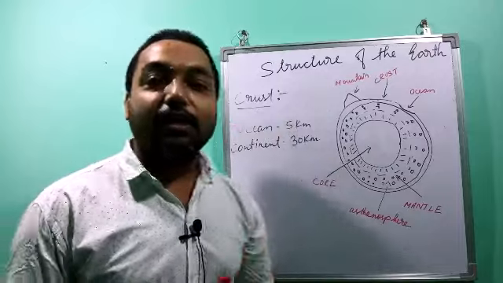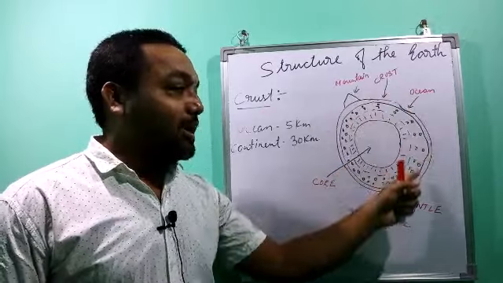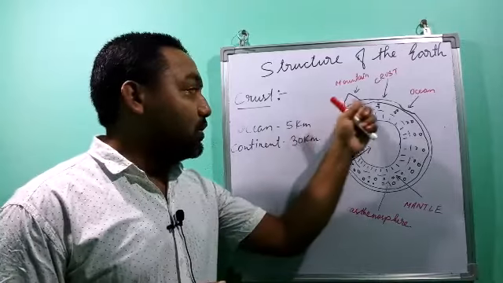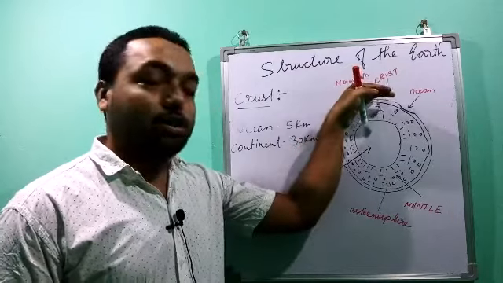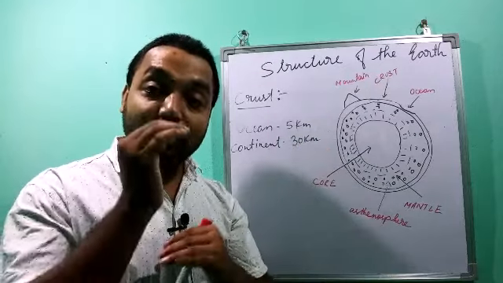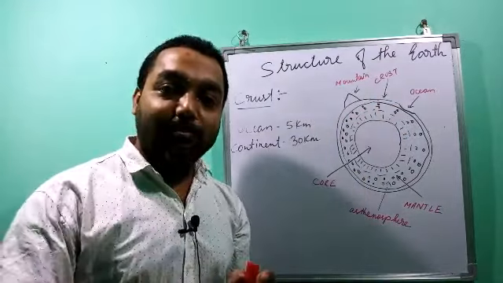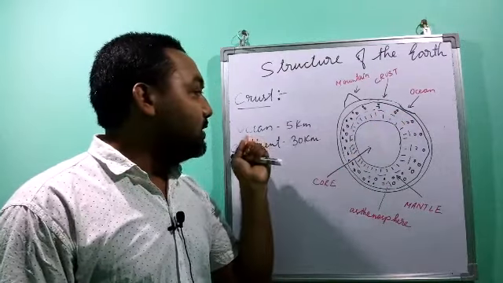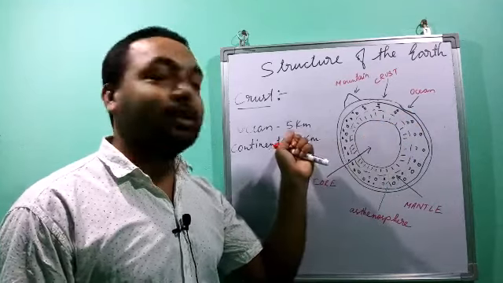The first layer of the earth is known as the crust. The crust is the topmost layer of the earth. Its thickness is different in different places. On the continent, its thickness from the surface up to the end of the crust is around 30 kilometers. And in the ocean area, because oceans are already deep, the thickness from the bottom of the ocean up to the end of the crust is only 5 kilometers.